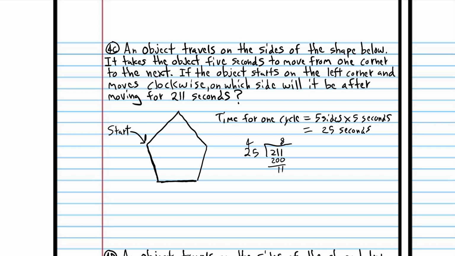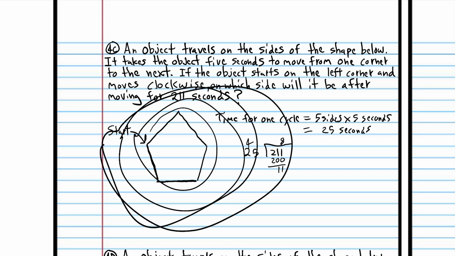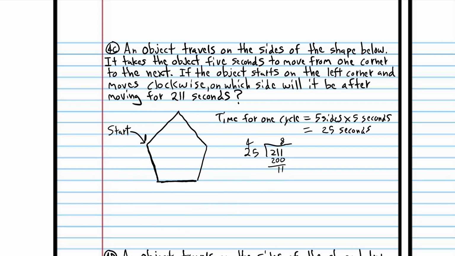So we go all the way around 8 times. We start here and we go clockwise. So that would be 1, 2, 3, 4. We go all the way around 8 times, and then we end right where we started. And then the remainder is 11. So we go 5 seconds for each side. So 5, 10, 11. So that's the side that we end at. So right over here somewhere. So it's the bottom right side.